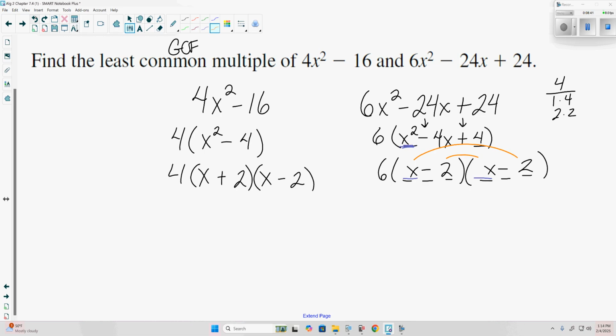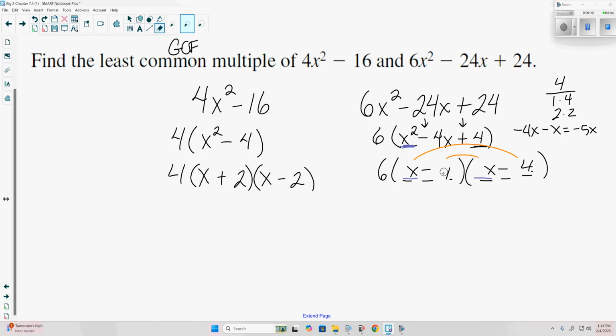It wouldn't have worked with 1 and 4, because if we did have 1 and 4, let's try it. Our x times x will be x squared. Our negative 1 times negative 4 is still positive 4. X times negative 4 is negative 4x. Negative 1 times x is negative x, giving us negative 5x. Yes? So it's not the right middle term.